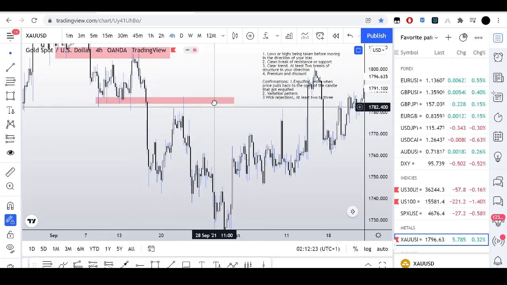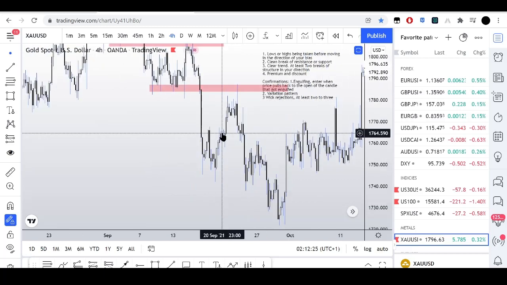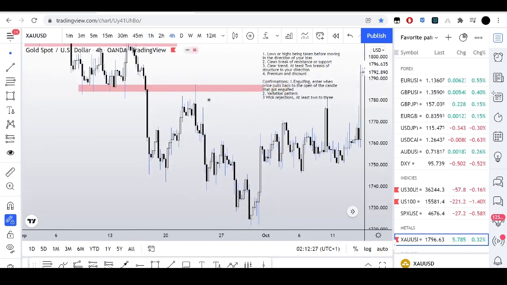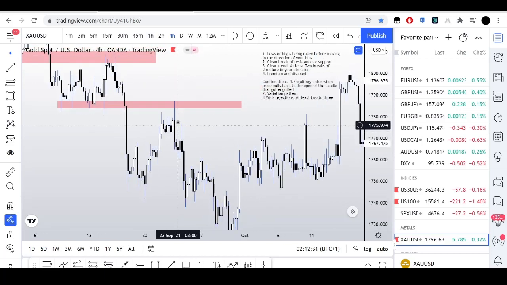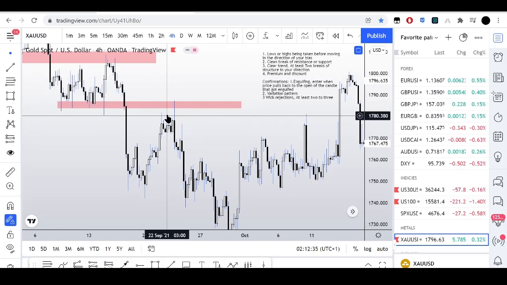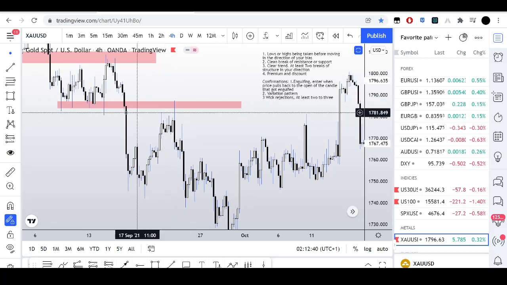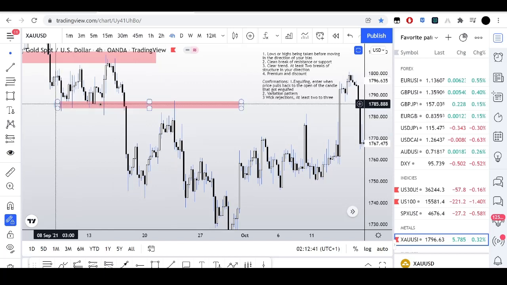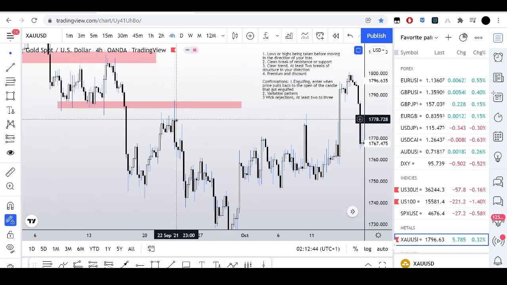Look what we have after the rejection. It might be something on the 1 hour, but we're going to stick to this 4 hour real quick. You can see how price ran up. You even have two highs built up right here. Price ran up, took out these two highs into your support turn resistance, break and retest.